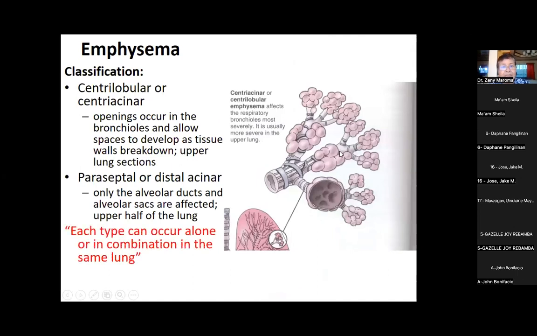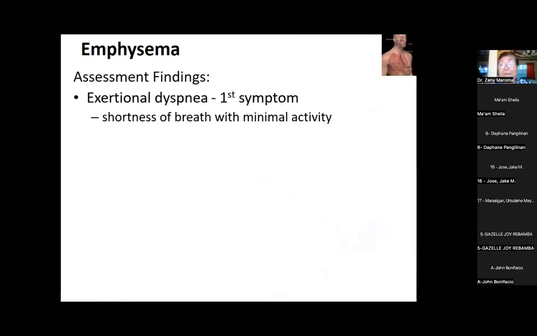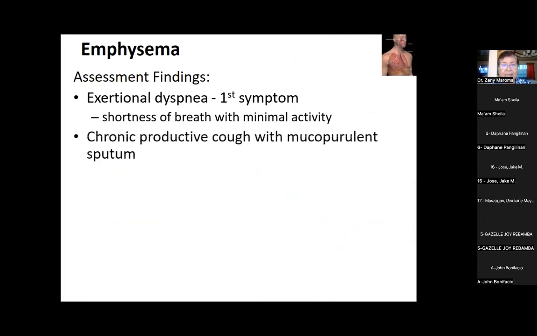All right. So, what are the assessment findings? Sabi ko nga, the patient is pinkish in color. Patient is comfortable at rest. Only had DOE, dyspnea on exertion. Ayan. So, the first symptom, exertional dyspnea. Nahirapan silang huminga even with minimal activity. And syempre, yung may ubo pa rin, chronic cough with mucopurulent sputum. Bakit magiging mucopurulent sputum? It can be a complication of chronic bronchitis and chronic bronchial asthma.